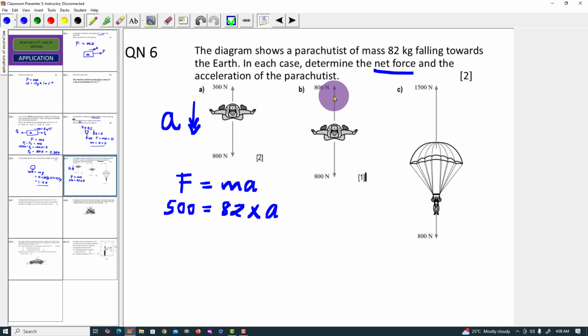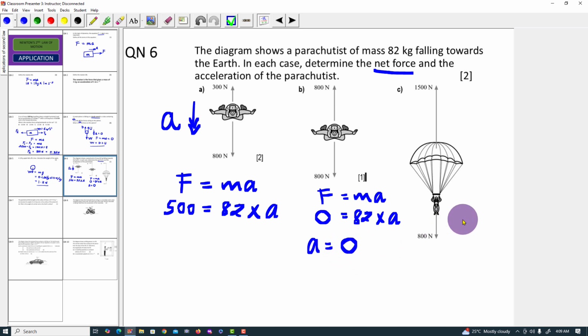In this other question here, the force acting on this person vertically downwards is 800 newtons, and the force resisting that motion is 800 newtons. If these are the only forces acting, then from F is equal to ma, we can see that the resultant force is 0. And therefore, even if this one is 82 times a, we are able to see that a is 0.